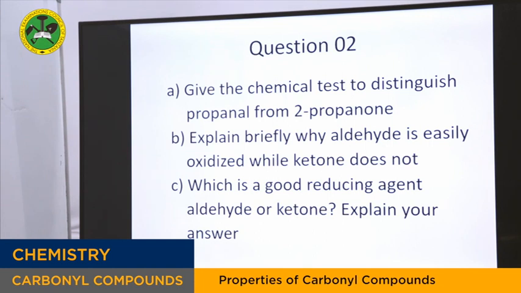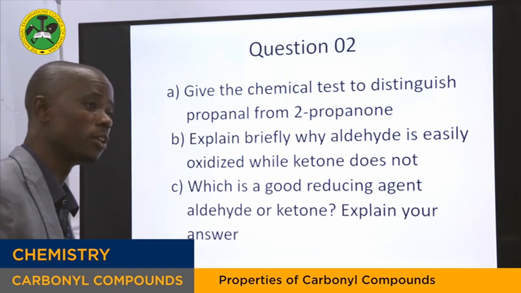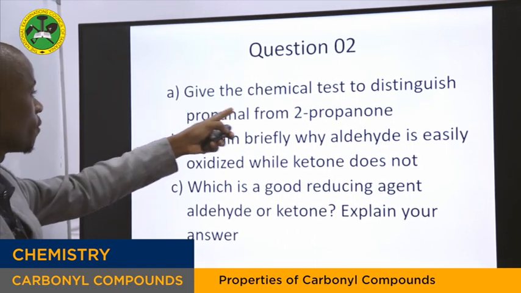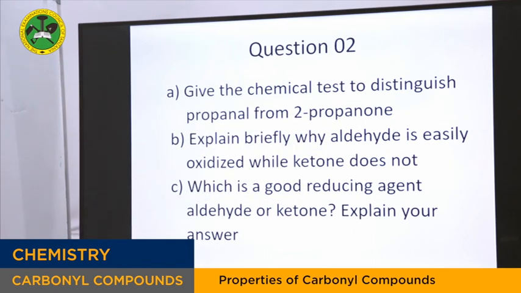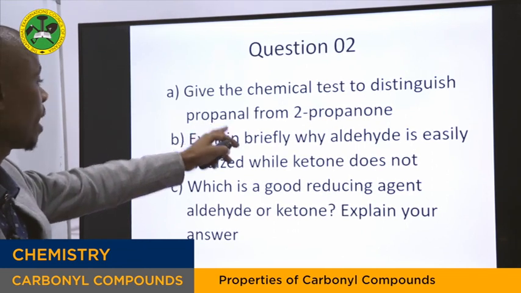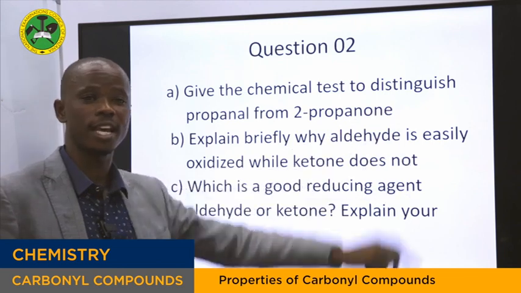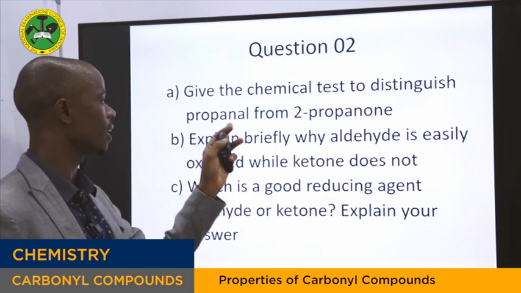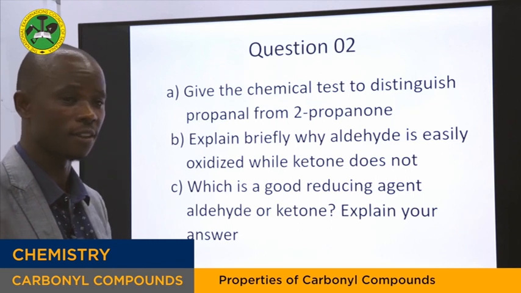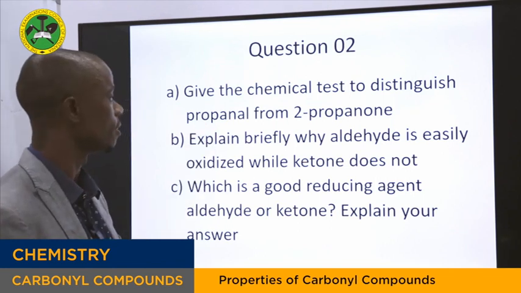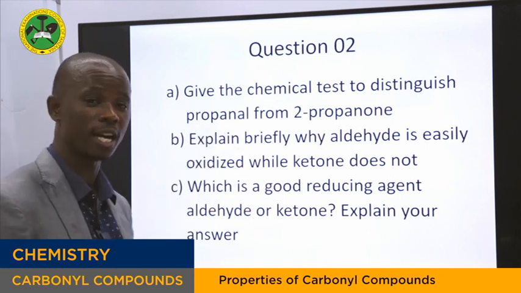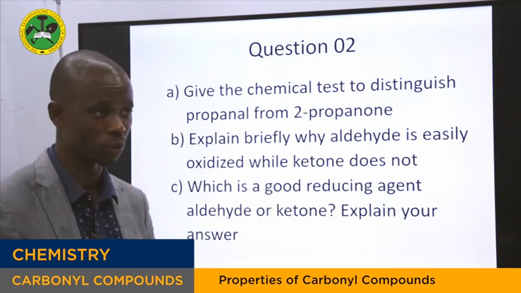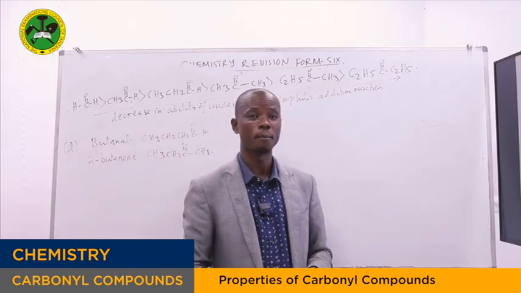Now, my dear students, there are also some more examples here. In example 2, I'm sure that you can even do it yourself, because the question says, give the chemical test to distinguish propanal from 2-propanone. Here, what are you required to distinguish? Propanal is an aldehyde, and propanone is a ketone. So here you give the differences between an aldehyde and a ketone. I've given you two chemical tests. The first one is the silver mirror test using Tollens' reagent. The second one is Fehling's solution. Propanal will give a positive test to Fehling's solution as well as the silver mirror test, but propanone will not. Do it yourself, my dear students.